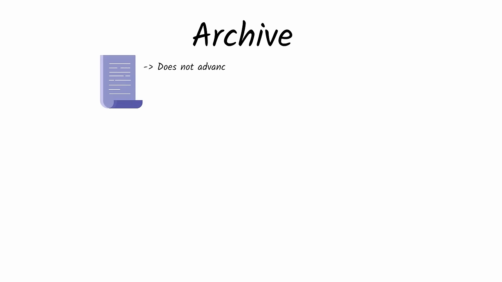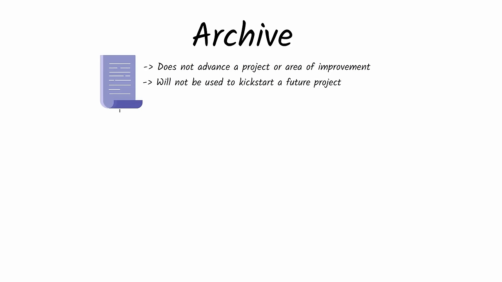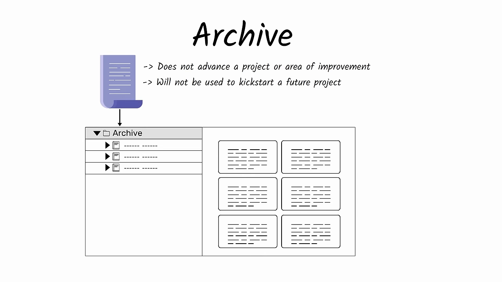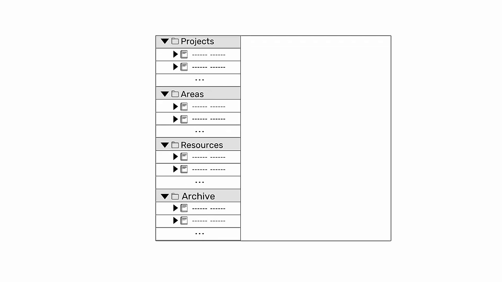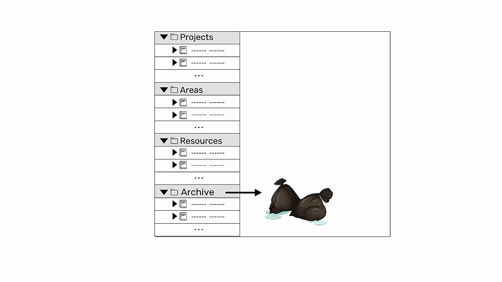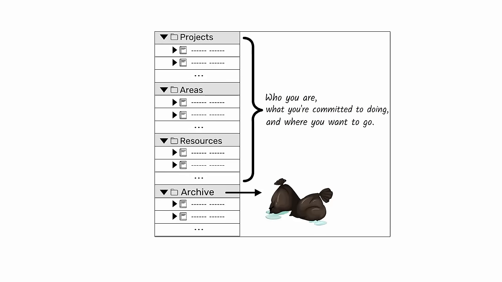Now let's talk about the archive. Any information you don't want to forget, but does not advance a project or area of improvement, and will not be used to kickstart a future project, goes into your archive. The archive contains completed projects, inactive projects, areas of improvement you no longer care to improve or maintain, and resources you don't plan to use anytime soon. The archive is a dumping ground that will allow you to keep your system clean and have your projects, areas of improvement, and resources notebooks reflect who you are, what you're committed to doing, and where you want to go.